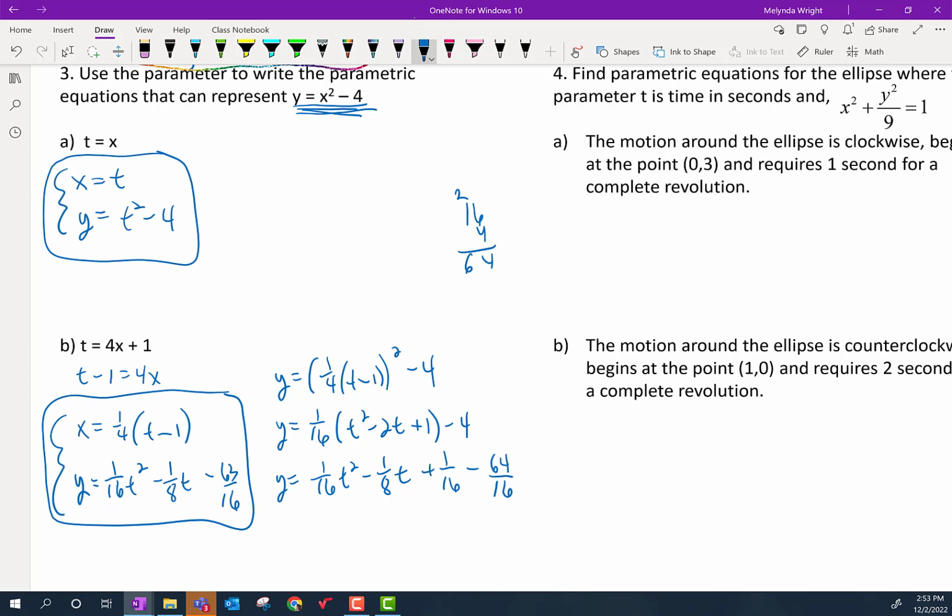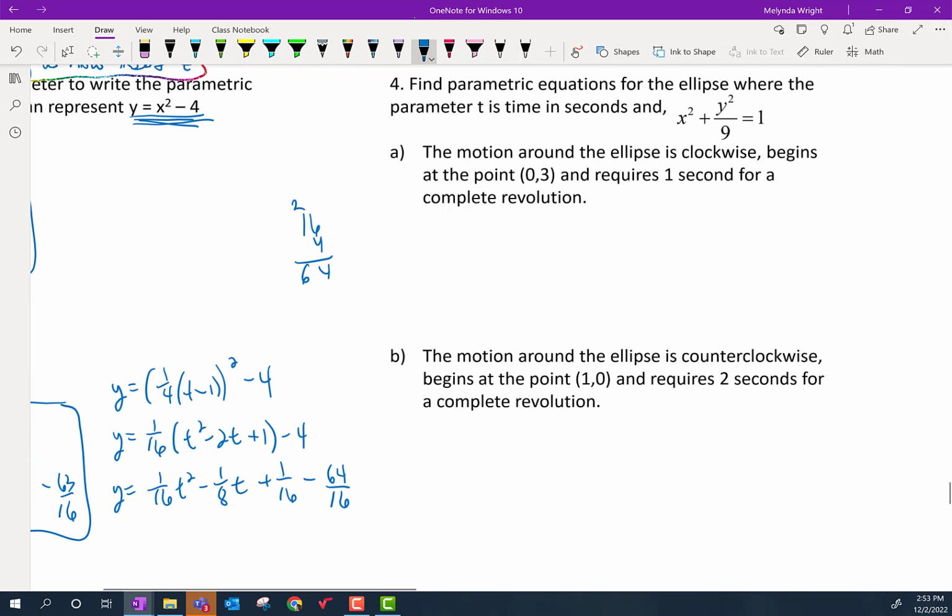Okay, how are we doing there? So we have converted a parabola to parametric equations. Okay, very last thing that we're going to do is we're going to convert an ellipse to parametric equations.